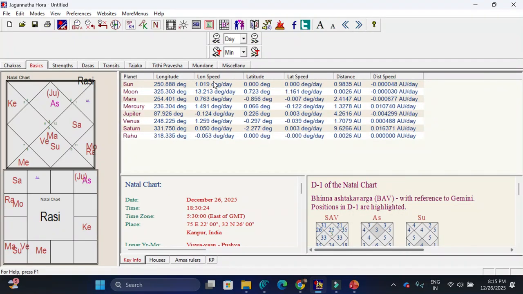So there is longitude, and there is longitude speed. This is what we need to check, the longitudinal speed. We are not concerned about latitudes and all these things. We are concerned about this longitudinal speed.